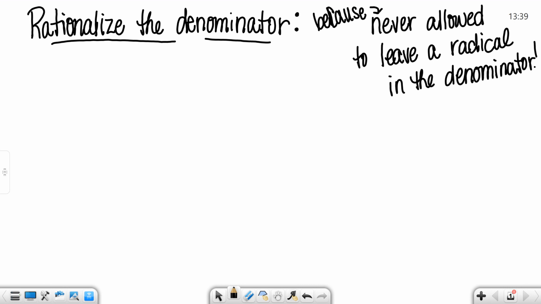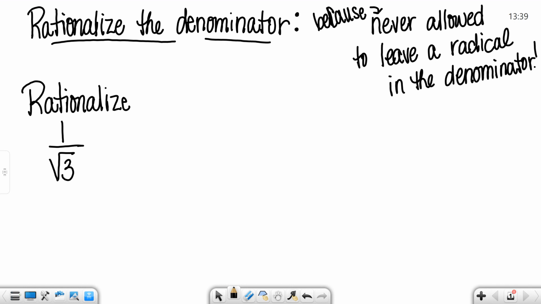Okay, so this is why we rationalize the denominator. We rationalize it because we're never allowed to leave a radical in the denominator. All right, so we are going to rationalize 1 over the square root of 3. Now, there is clearly a radical in the denominator, which I just said you cannot have. So if you type this as an answer in My Math Lab, it's wrong. All right, because there's a radical in the denominator.